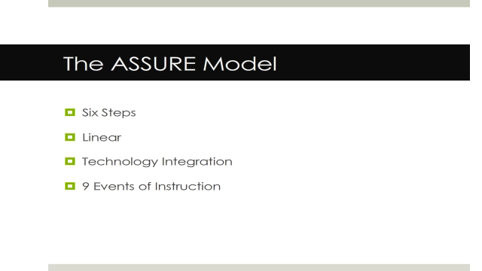The Assure model is the second instructional design model that we studied. It is composed of 6 steps that are to be completed to design and develop a learning environment for students. It is linear, with an emphasis on the use of technology and lesson planning. It also incorporates Robert Gagne's 9 events of instruction.